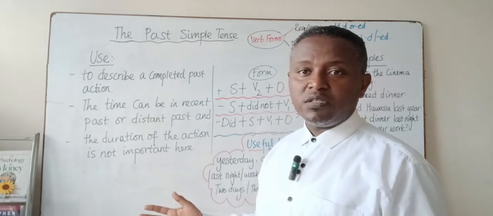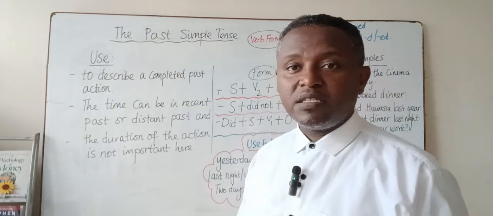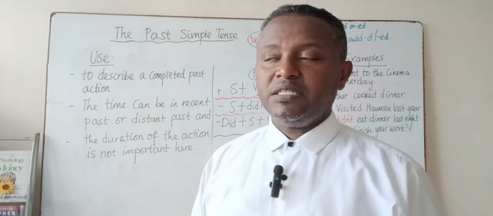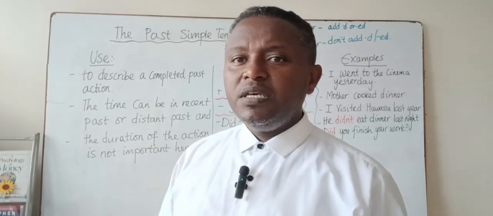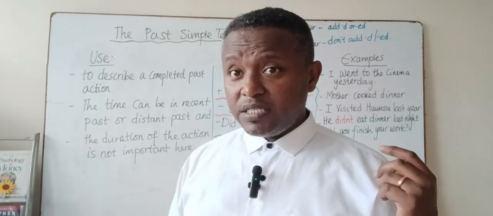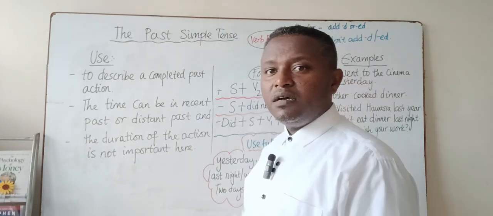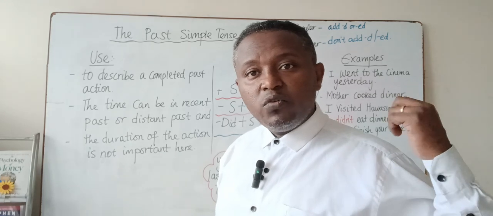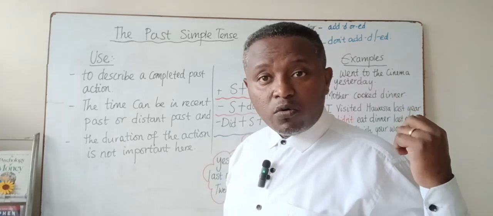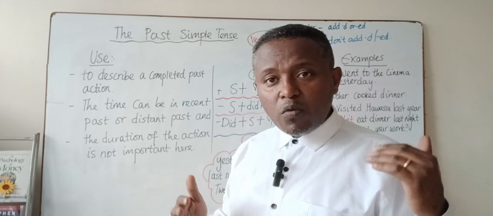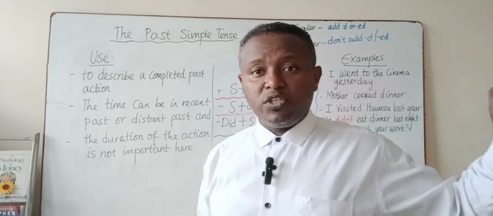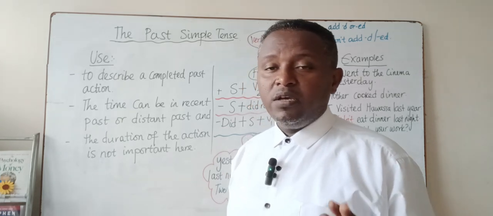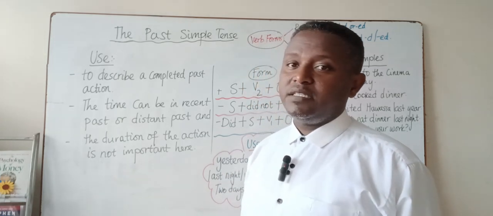Okay, how do we use it? It's clear. The use of the past simple is obviously to talk about a completed past action. That completed past action can be a recent past action, or it can be a distant one, as far back as 100 years ago or a century, or it can be a few minutes or a few hours ago. So that means in a timeline, whatever is gone is gone. We consider that as a past simple. We use a past simple to describe that action.